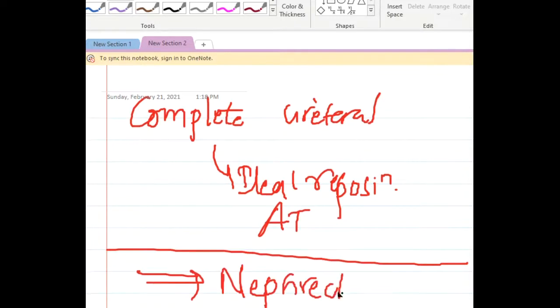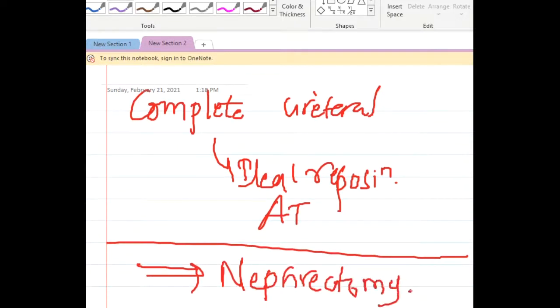So this is about the ureteral injuries, and about the bladder injuries, urethral injuries and ureteral injuries.